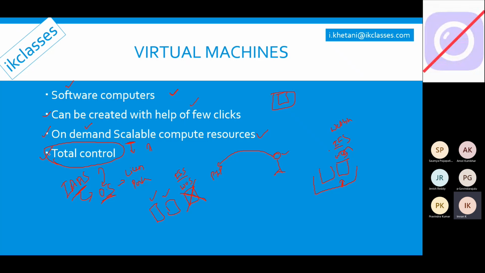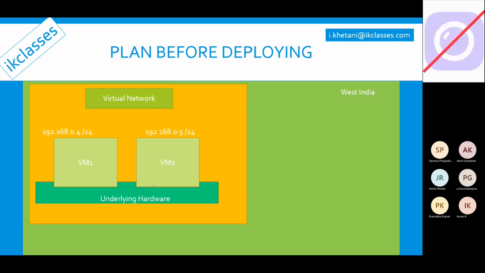Okay. And total control in the sense you have control over the operating system. I still don't have control over hardware because I'm hosting this virtual machine in a cloud. So I don't have control over that hardware. But yes, I can control the operating system. If I want the Windows platform, I can use the Windows platform. If I want the Linux platform, I can use the Linux platform. Yeah. So that is a virtual machine.